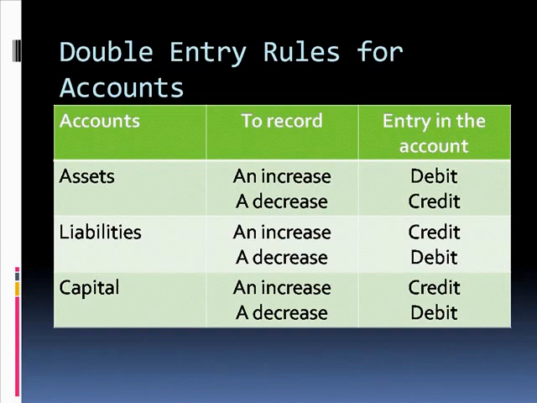In everything there is a rule. There are double entry rules for accounts. Accounts are recorded like this: asset, liability, and capital. Asset: an increase in an asset you debit, a decrease in an asset you credit. An increase in a liability you credit, a decrease in a liability you debit. Capital: an increase you credit, a decrease you debit.